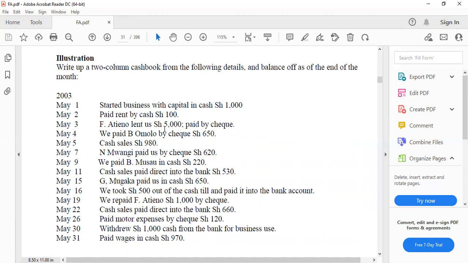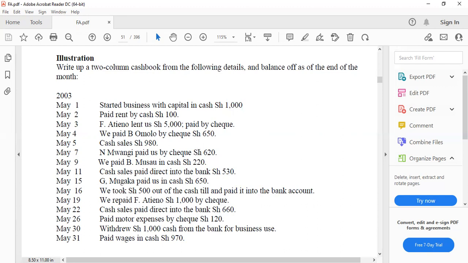That means you go to the credit side. We paid Biomolo by check 650. Credit payment. By check, you go to the bank. Cash sales of 980, these are sales. You debit them into the cash book.